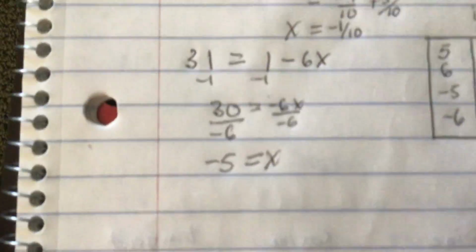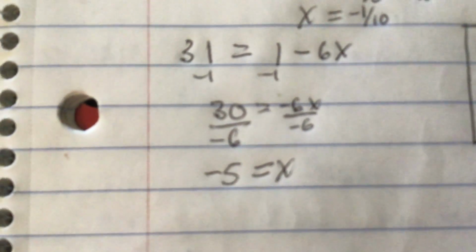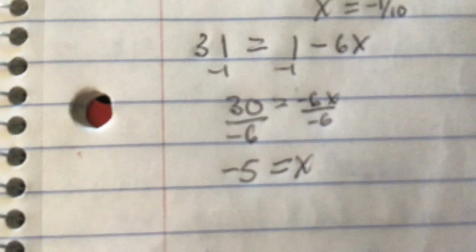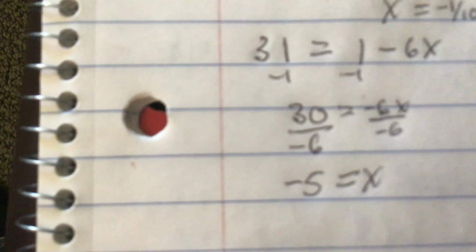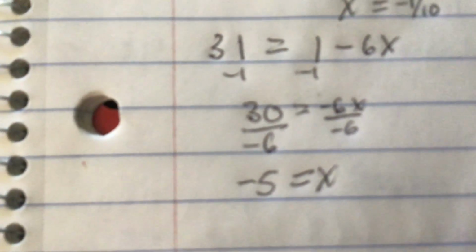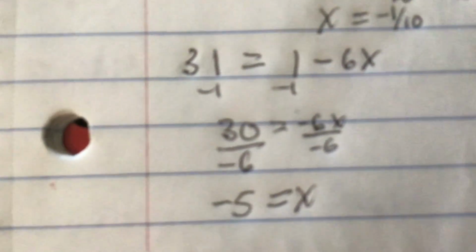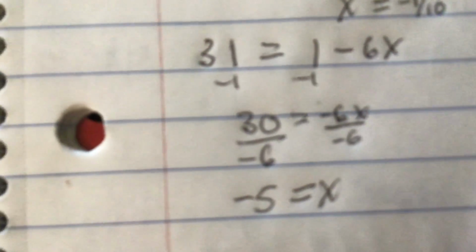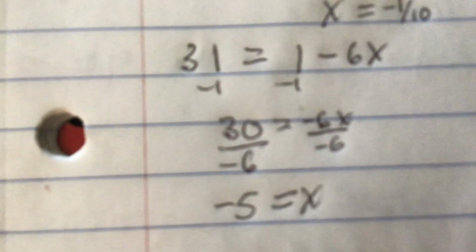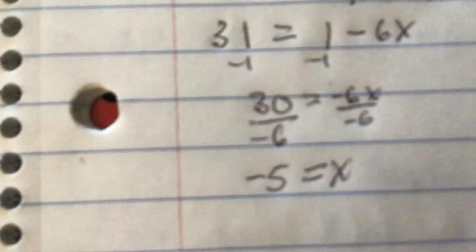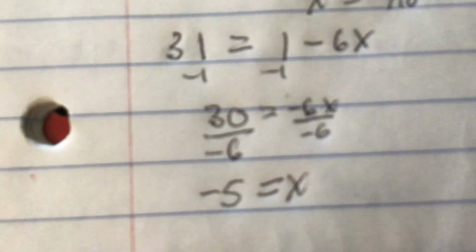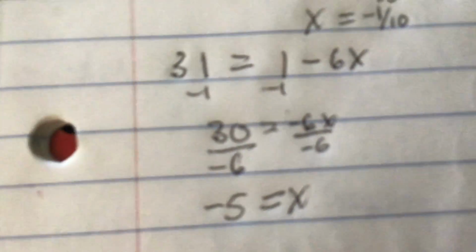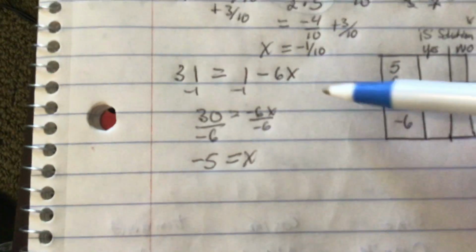So this one's going to say 31 equals 1 minus 6x. Now I just get the x by itself. Now this is a two-step because you have to get rid of what's being added or subtracted, and you have to get rid of what's being multiplied to the x. A lot of people think that the 6 is being subtracted from the x. It is not. The 1 is actually being added to the x, and the negative 6 is being multiplied to the x. Because notice the negative 6 and the x are right next to each other. There's no plus or minus between there.